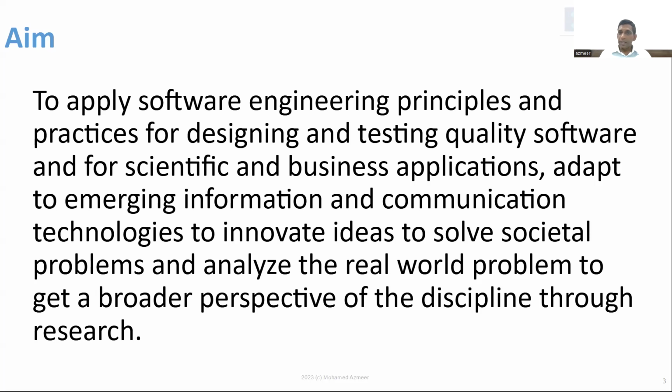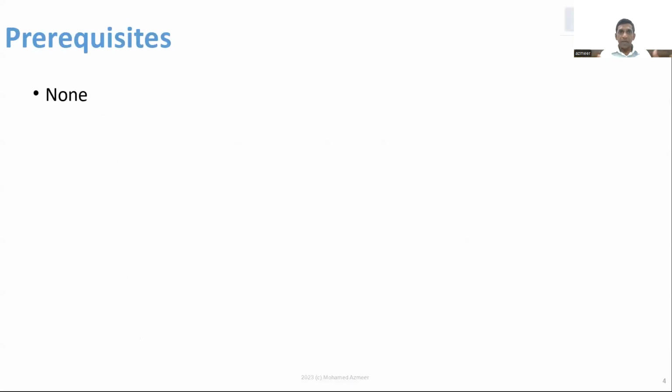So we are looking at, as it says, to apply software engineering principles and practices for designing, testing quality software for scientific and business applications, and also adapting emerging ICT innovative ideas, and also solve social problems and analyze real world problems. So that's a lot, right? So a lot of things are there, a lot of expectation is there in the aim. Of course, we can't cover everything in one unit. So let's see how we can break it down into some subtopics.